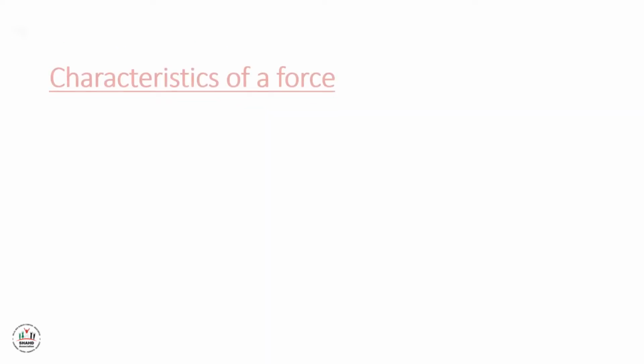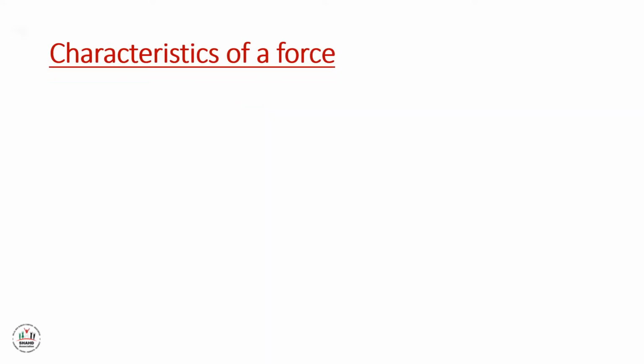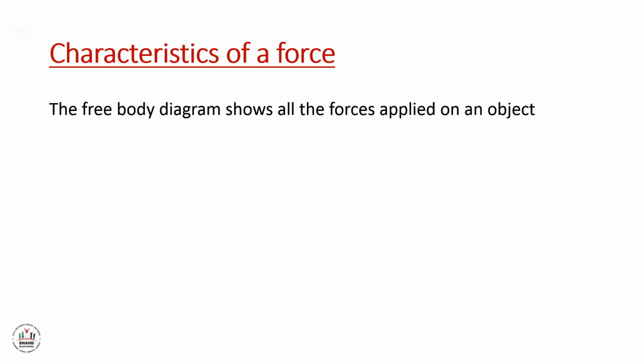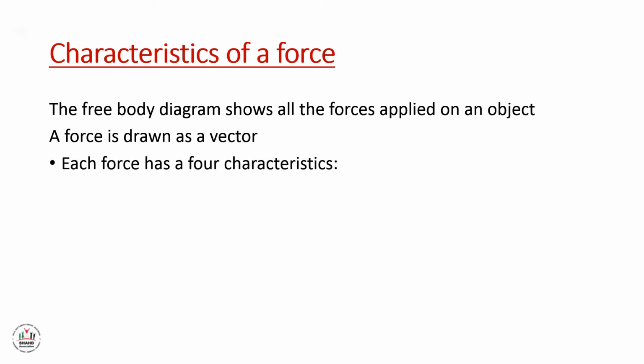What are the characteristics of a force? We are all interested in drawing a free body diagram to study the motion of an object. A free body diagram is a diagram that shows all the forces applied on an object. Each force is drawn as a vector, which is a straight line having an arrow at the end. Each force has four characteristics.